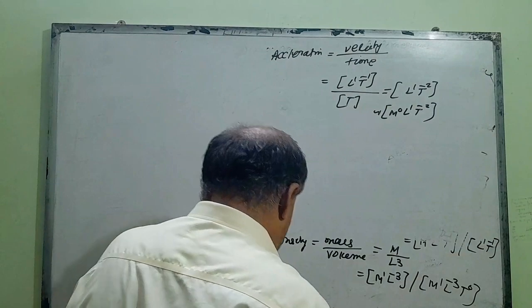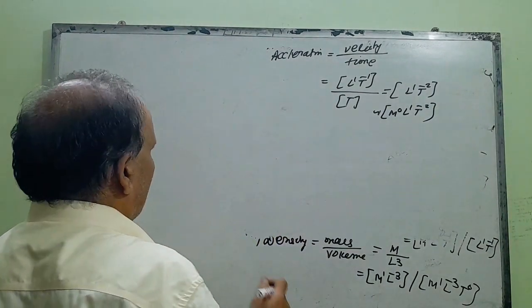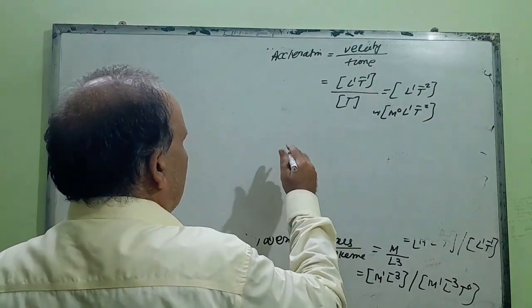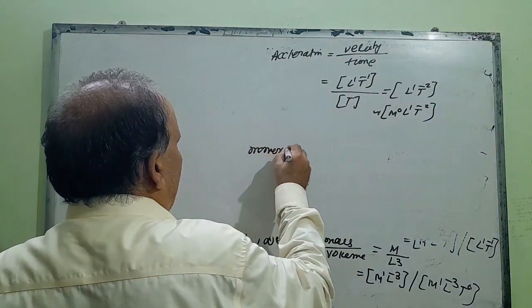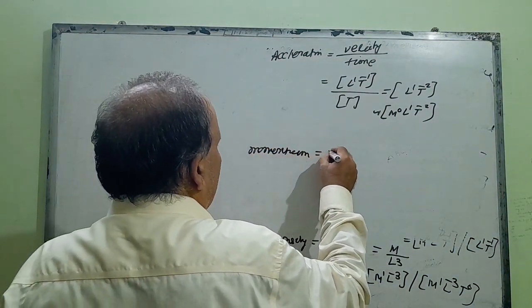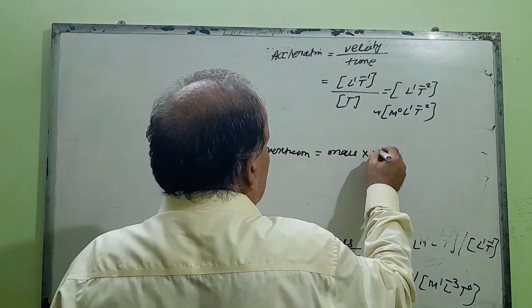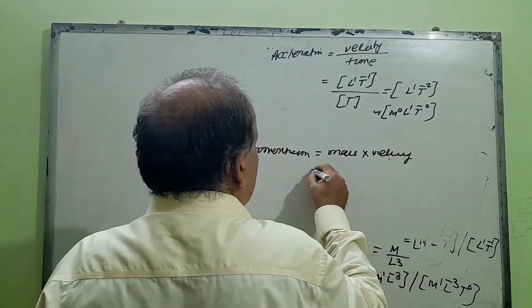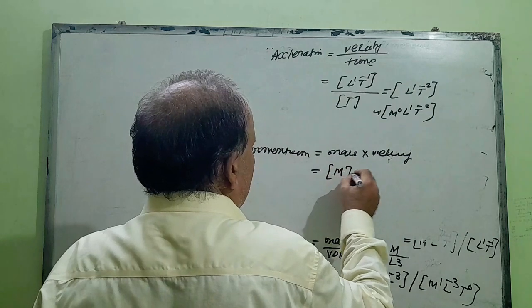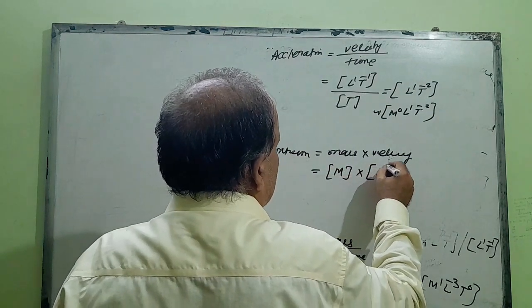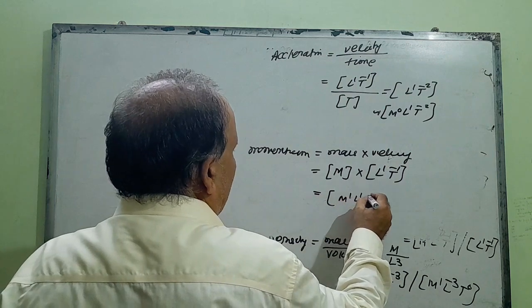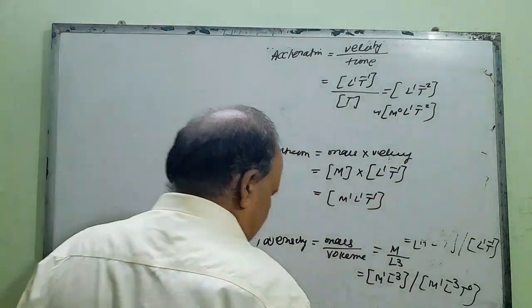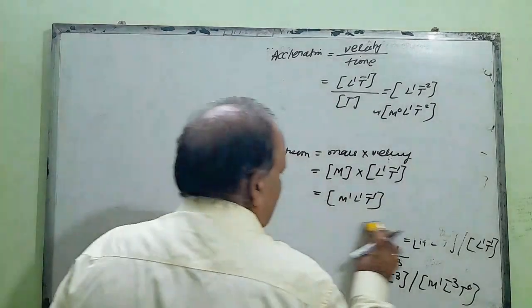Next come to momentum. Momentum I have already told you. Momentum is what? Mass into velocity. The dimensional formula of mass is M, and the velocity is L1 T to the power minus 1. That is M1 L1 T to the power minus 1.